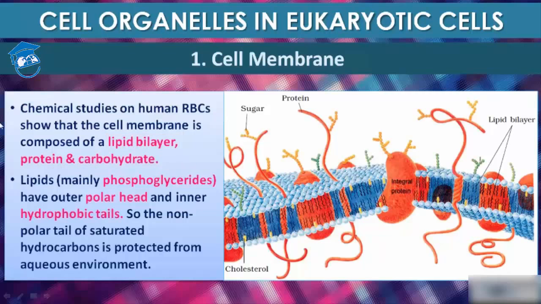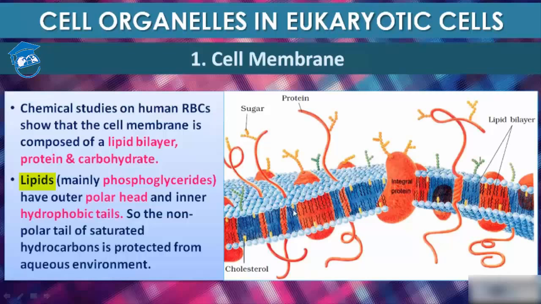Now what is lipid? In the plasma membrane, it is mainly phosphoglyceride. See, this is phosphoglyceride. This is lipid. It has an outer head. This circular head is the outer part of the phosphoglyceride, that is lipid, and the inner tail. See, this is the tail. It is hydrophobic in nature, that means it repels water. Whereas this outer head is water loving, that is hydrophilic in nature.